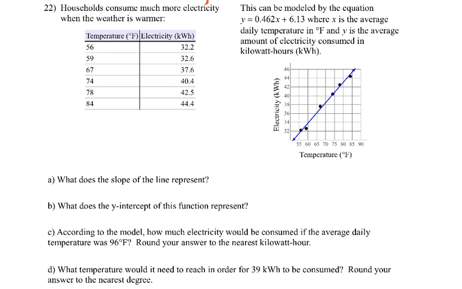All right, now a linear model, which can be a lot easier to deal with. So we have households consume much more electricity when the weather is warmer. So our input is the temperature. Our output is how much electricity a house used. We've got our scatter plot over here with our line of best fit with its equation.